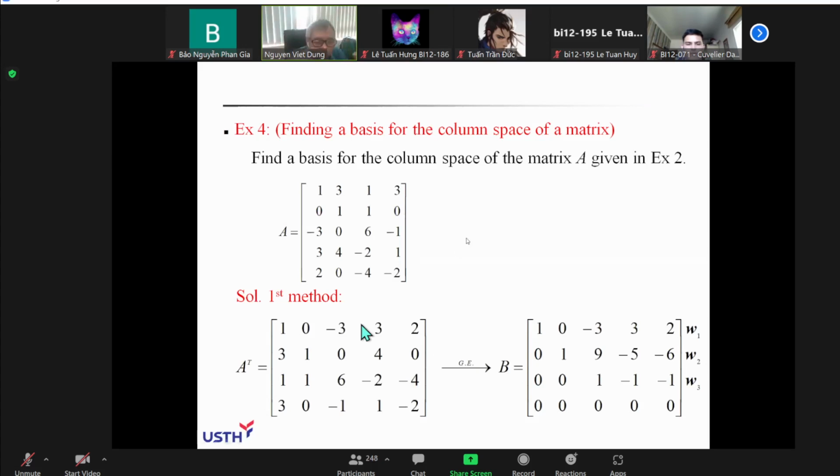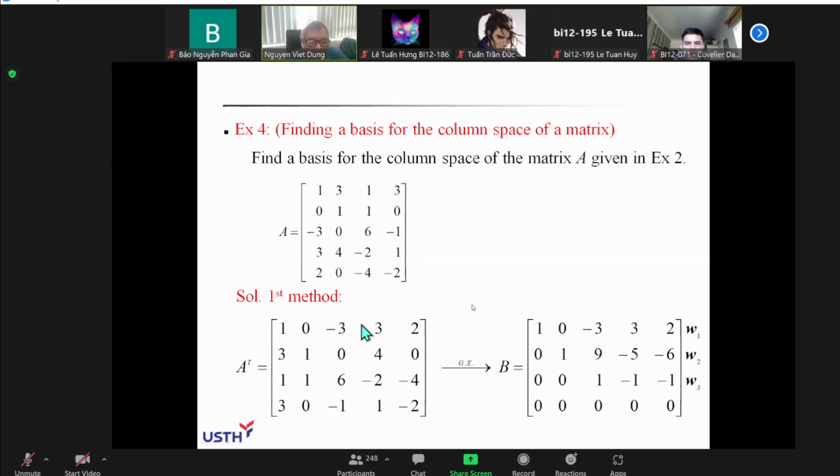Then we know already that the column space of A is the row space of A transpose. So now you need only to find the basis for the row space of A transpose. We apply Gauss elimination to get B. And because of that, W1, W2, W3 here will be a basis for the column space of A. However, you have another way to find the basis for the column space of A.